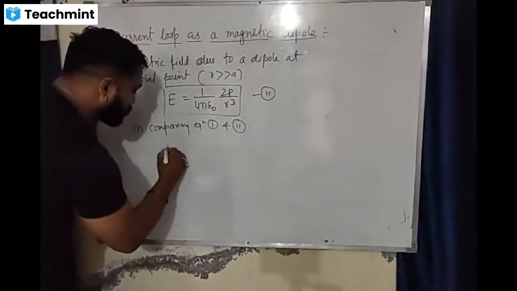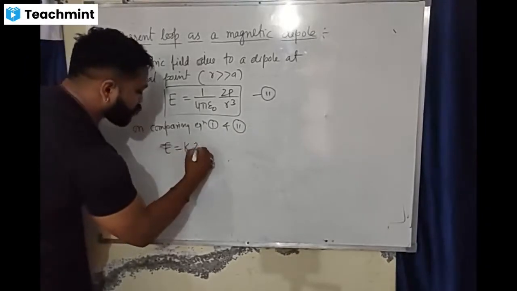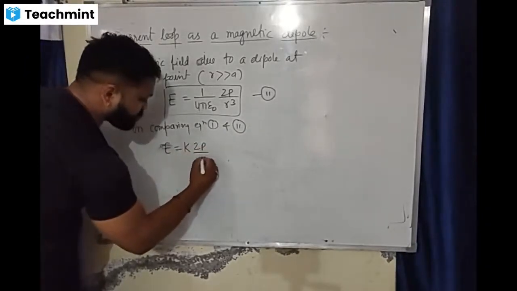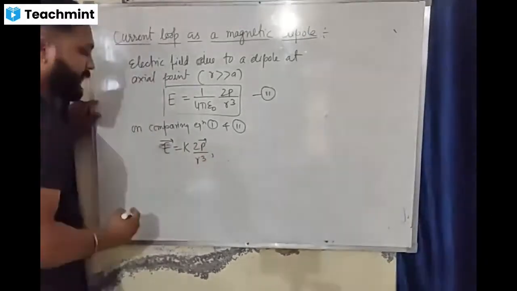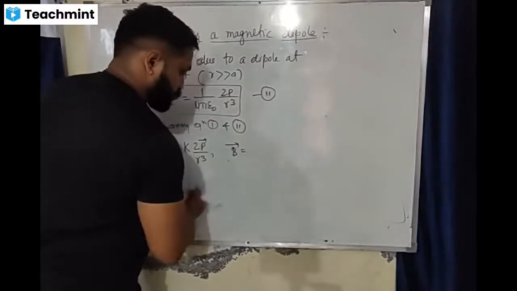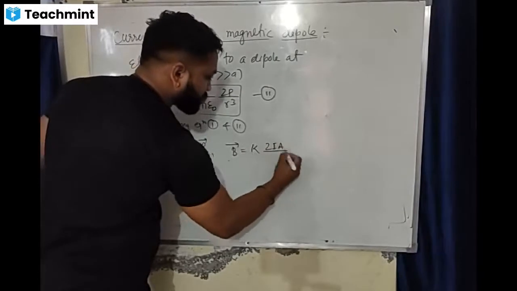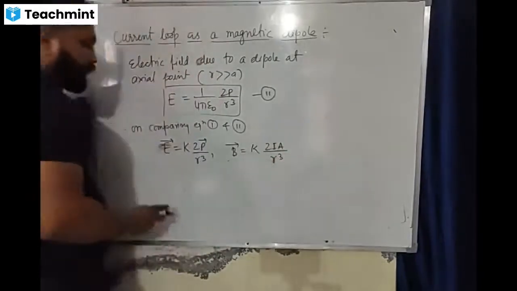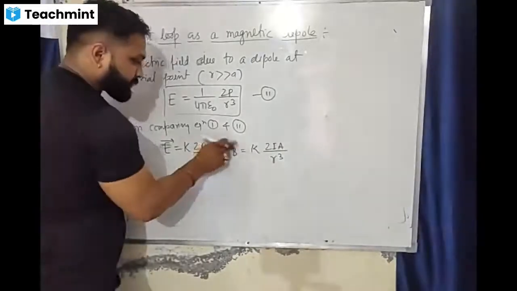if we talk about electrostatics, then you can write E equals K 2p upon R cube, or in vector form you can write it like this. And so also the magnetic field. What is the magnetic field? That is K 2IA upon R cube. Now, you need not take the vector.